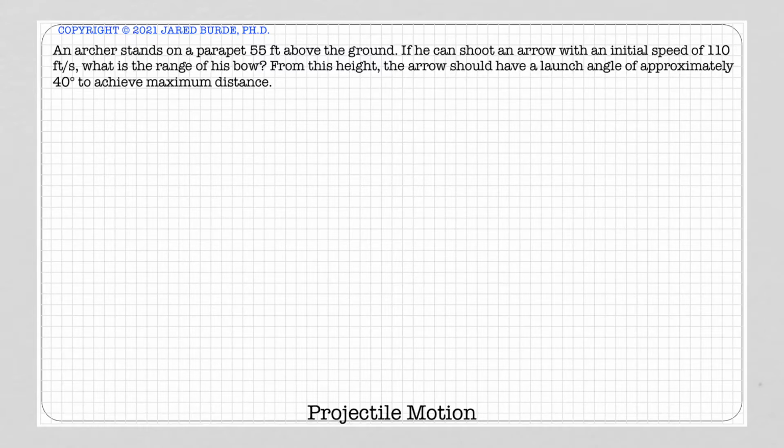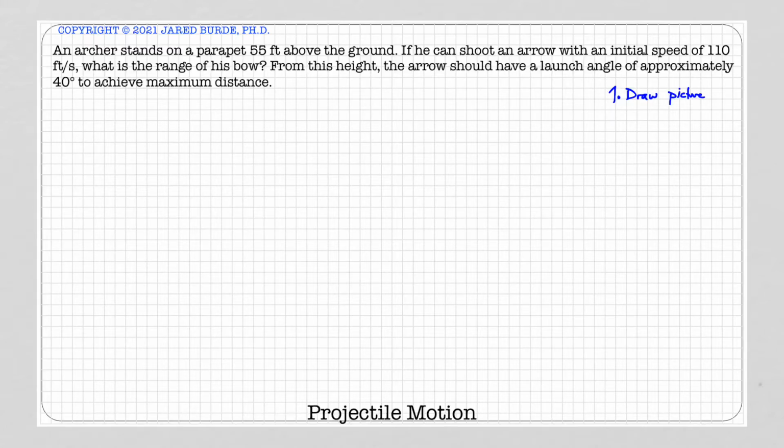From this height, the arrow should have a launch angle of approximately 40 degrees to achieve maximum distance. We saw that the maximum distance is at 45 degrees when you're going from ground level to ground level, but if you're firing from a height or firing up onto a platform from below, that changes that maximum angle somewhat. So the first thing that we should do when we have any problem is, number one, draw a picture and try to understand what's going on here.